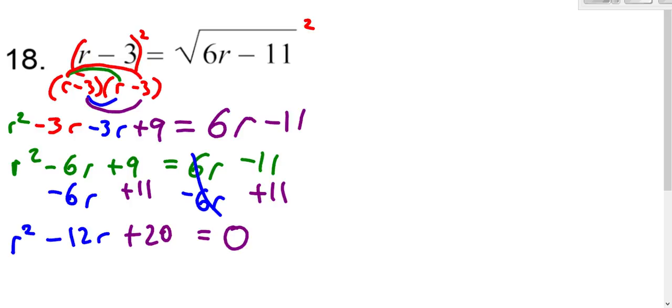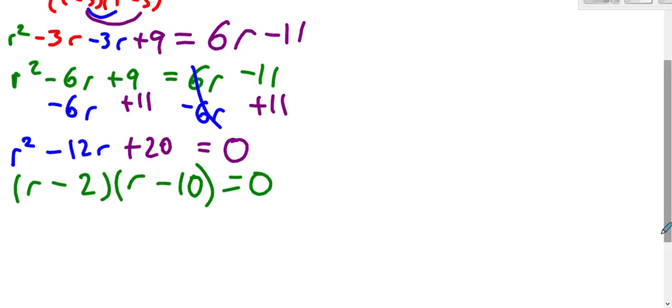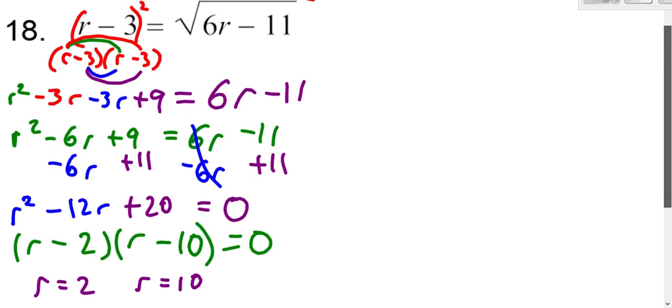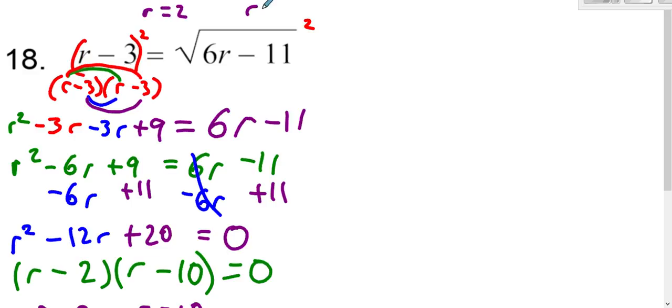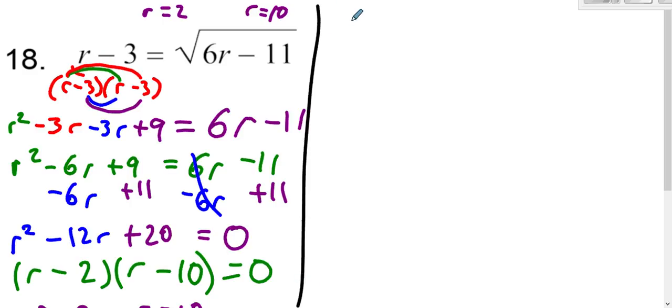Then you factor. So two numbers that multiply to be 20, add to be negative 12, negative 10, negative 2. So solve those out. You get r equals 2 and r equals 10. Go back up to the original. Two and 10. So let's start with the 2. Plug in 2, see if it checks out.